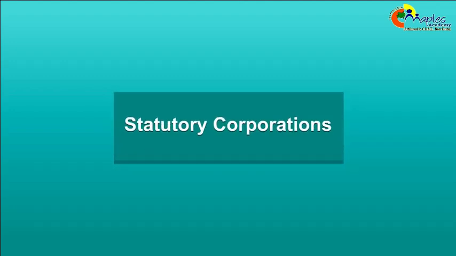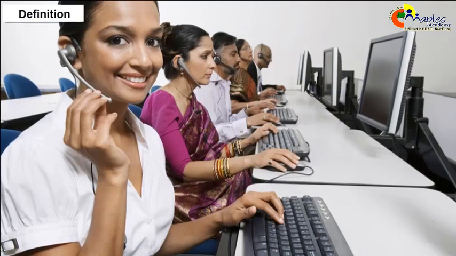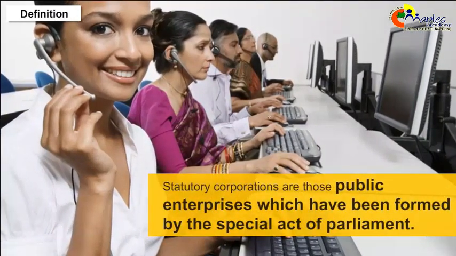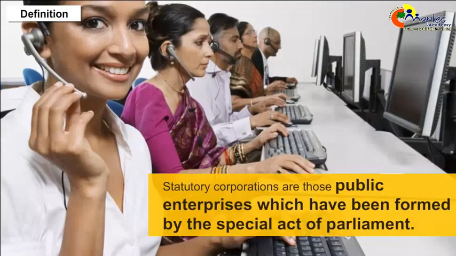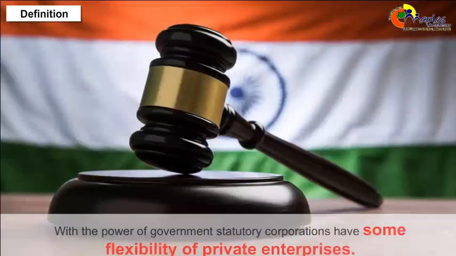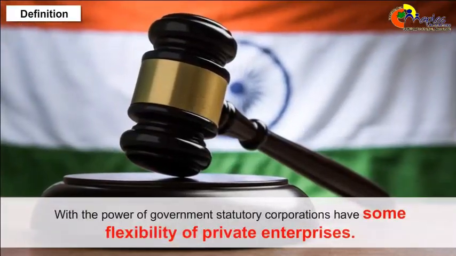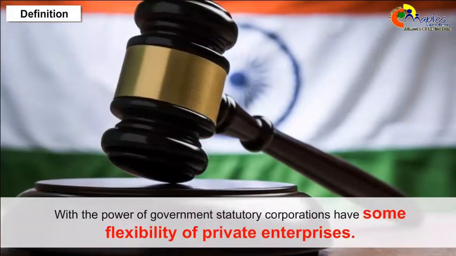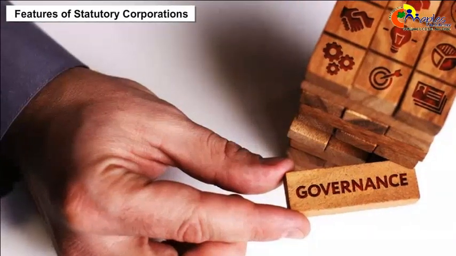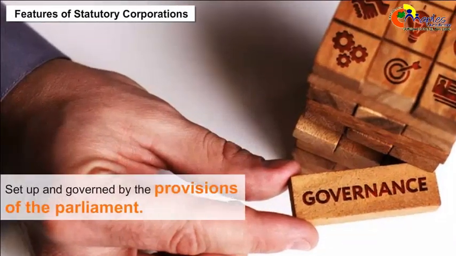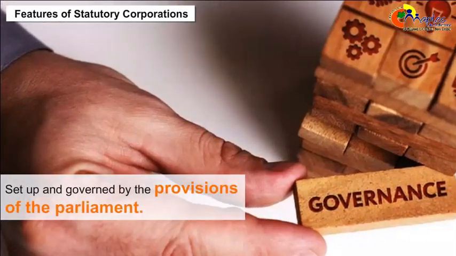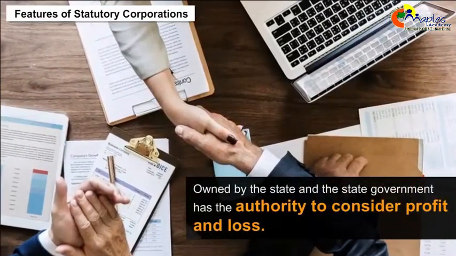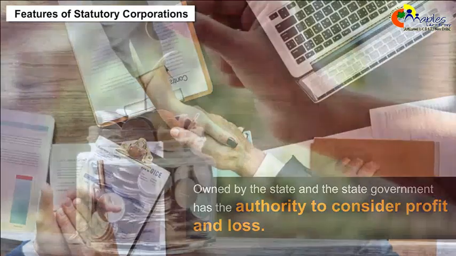Statutory corporations. Definition. Statutory corporations are those public enterprises which have been formed by the Special Act of Parliament. With the power of government, statutory corporations have some flexibility of private enterprises. Features of statutory corporations: set up and governed by the provisions of the Parliament, owned by the state, and the state government has the authority to consider profit and loss.